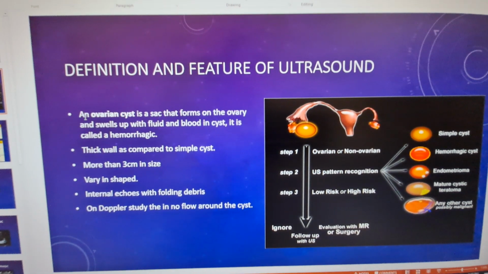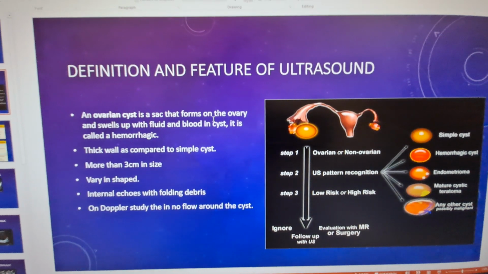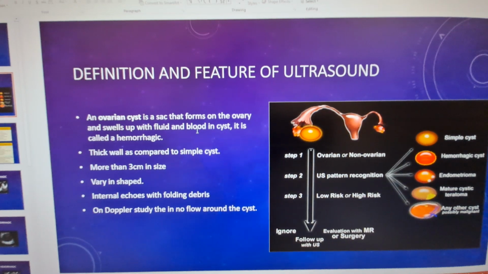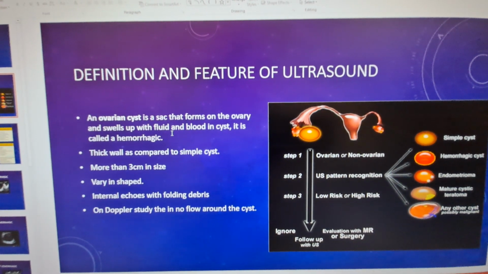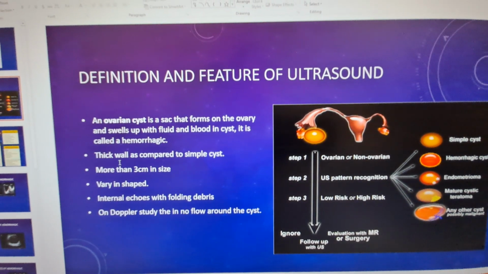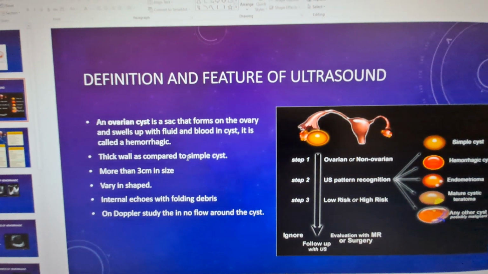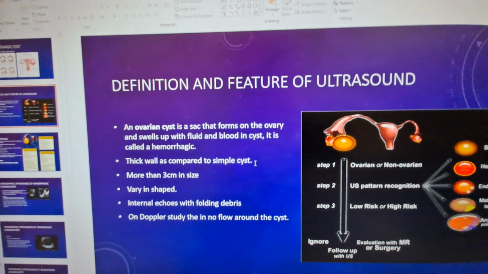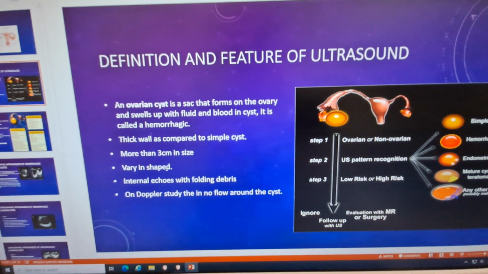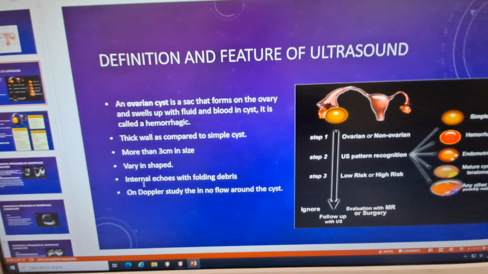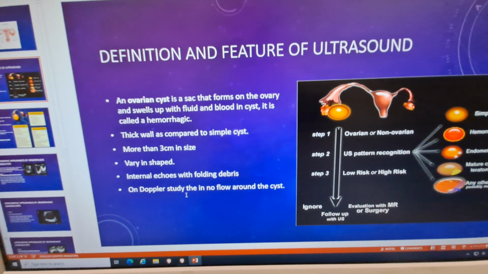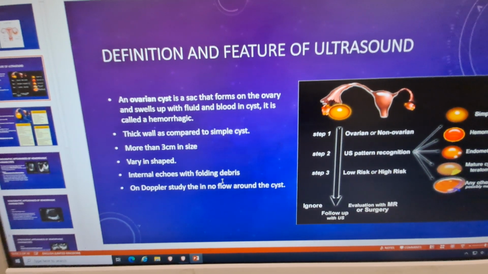An ovarian cyst is a sac that forms on the ovary and is filled with fluid, and sometimes blood in the cyst is called a hemorrhagic cyst. It may have a thick wall, sometimes a thin wall. It is a simple cyst if it has a thin wall, but if it has a thick wall it is a complicated cyst. The cyst is more than 3 centimeters, varies in shape, has some internal echoes and sometimes foldings. On the Doppler study, there is no flow around the cyst.